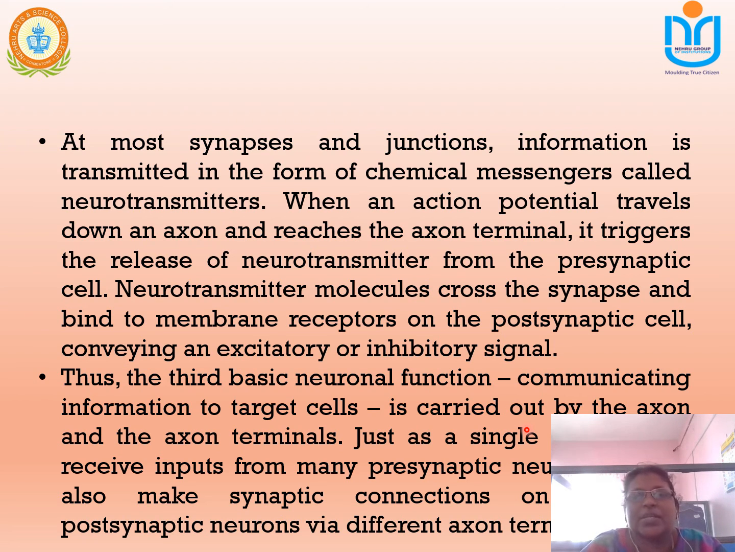At most synapses and junctions, information is transmitted in the form of chemical messengers called neurotransmitters. They carry the information. When an action potential travels down an axon and reaches the axon terminal, it triggers the release of neurotransmitters from the presynaptic cell. Neurotransmitter molecules cross the synapse and bind to membrane receptors on the postsynaptic cell, conveying an excitatory or inhibitory signal. So the third basic neuronal function is communicating information to target cells.